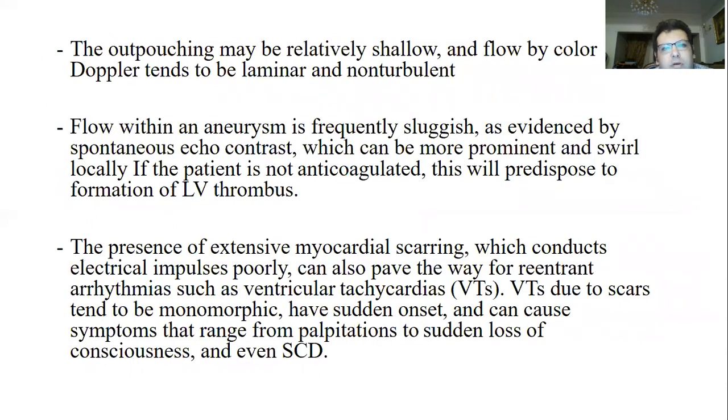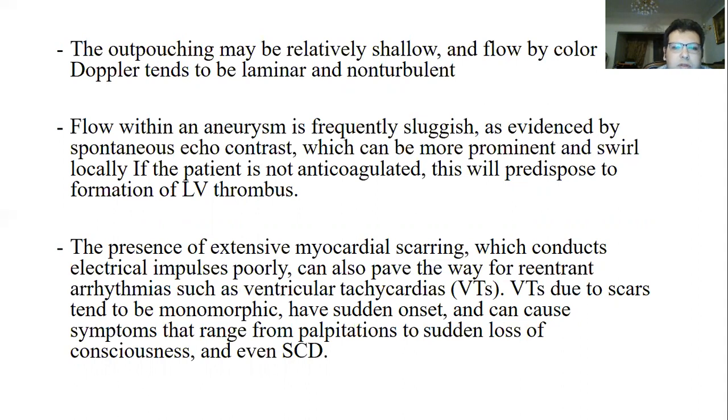The outpouching may be relatively shallow, and the flow by color Doppler tends to be laminar and non-turbulent. Flow within an aneurysm is frequently sluggish, as evidenced by spontaneous echo contrast, which can be more prominent if the patient is not anticoagulated. This will predispose to formation of left ventricular thrombus.